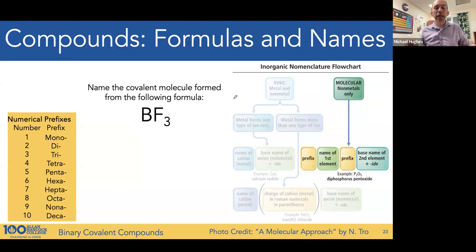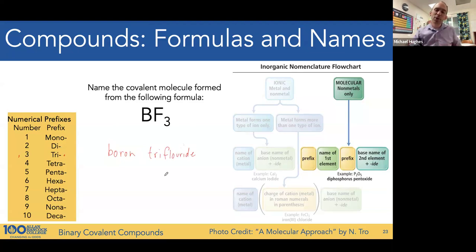And BF3, so it's like the next generation of BFF. Sorry, that's my joke. 1 boron, 3 fluorines, no metals. And so we have 1, we'll drop the mono for boron. So it's just boron, no mono. And then 3, we're going to use the prefix tri. And then fluorine, but with the suffix -ide, is fluoride. Boron trifluoride.